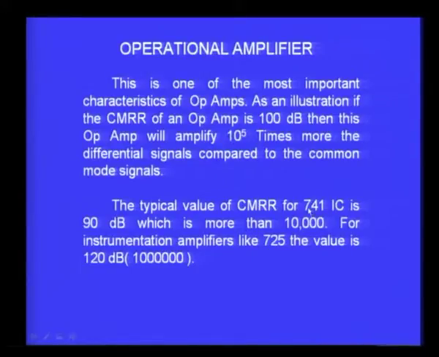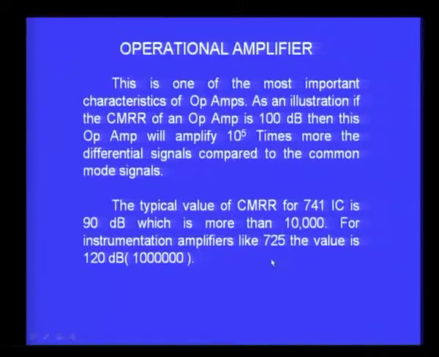The CMRR of 741 is 90 dB, which is more than 10,000. There are some amplifiers called instrumentation amplifiers, which are meant for very low level signals. When you are trying to amplify very low level signals in the microvolts and nanovolts range, you would find the noise voltages can also be of the same magnitude, and therefore they can really harm the signal at the output. If I use a good instrumentation amplifier, which is a high gain differential amplifier made exclusively with a very large value of CMRR, then you would find the rejection of the noise will be very efficient.